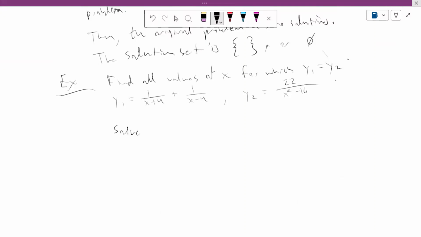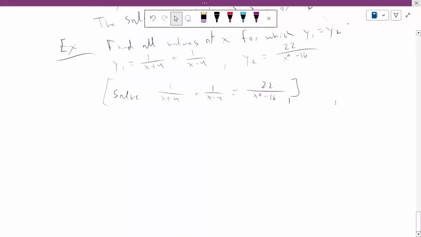We're really just trying to solve 1 over x plus 4 plus 1 over x minus 4 is equal to 22 over x squared minus 16, right? That's what we're trying to do. Just as a little note to ourselves, that's what the problem is actually asking. All right, so we're going to have to find the least common denominator.